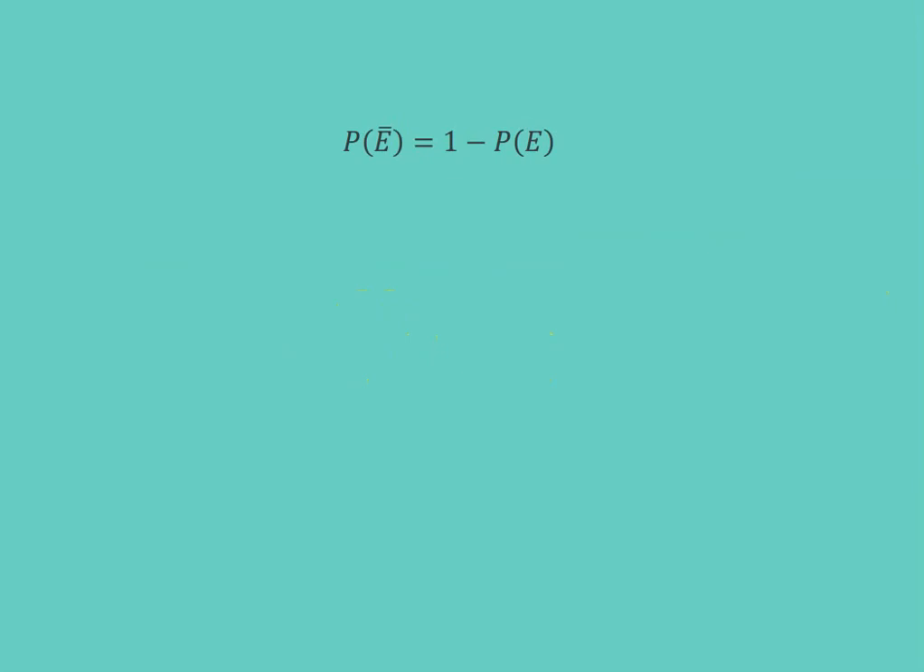Based on that fact, we can find the probability of the complement of an event, which is notated by this right here, this bar over the E. That's the complement of E. Or we could say that that would be the probability of the event not occurring. Because the complement plus the original event added together equal 1, we can take 1 and subtract the probability of the event occurring, and that will give us the probability of the complement of the event occurring.